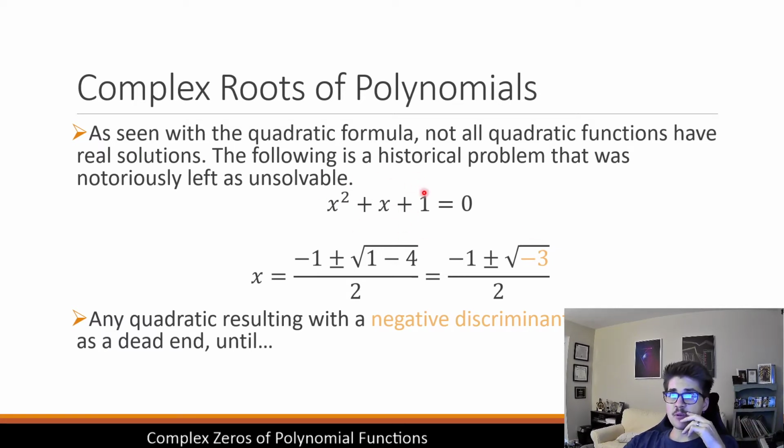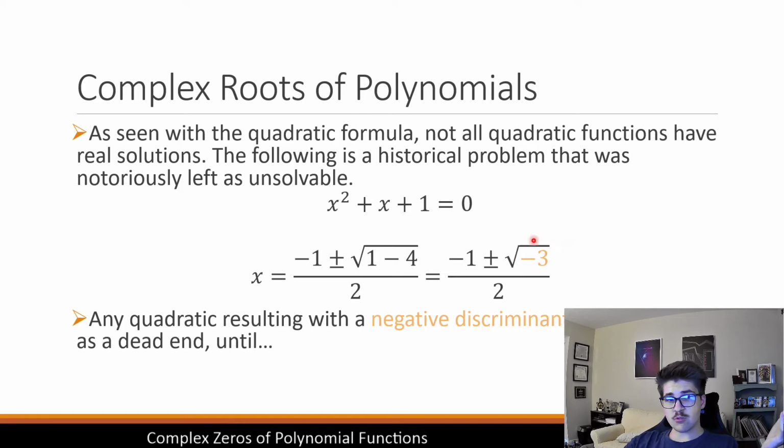But if we were to apply the quadratic formula, which was not known at the time, and even once the quadratic formula was determined, it still resulted in a problematic result, which mathematicians struggled to deal with for hundreds of years. Basically, we'd have negative b plus or minus the square root of b squared minus 4ac, all divided by 2a, which would give us negative 1 plus or minus the square root of negative 3, over 2.